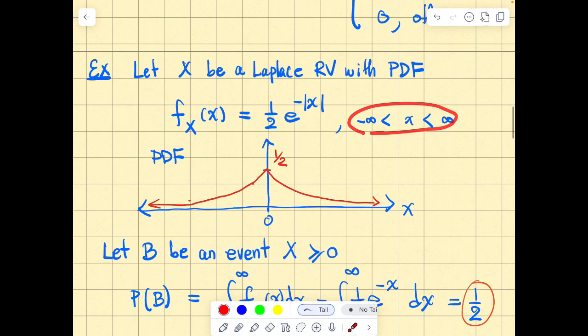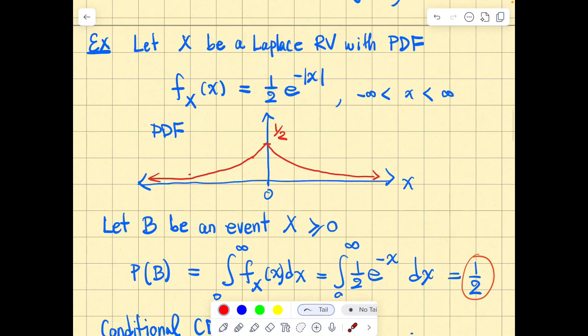If we plot this PDF function, you get this kind of curve. You see that when x is bigger than 0, when x is positive, the PDF is coming down, decreasing and getting closer to 0.